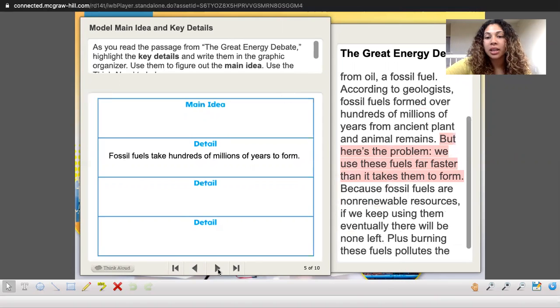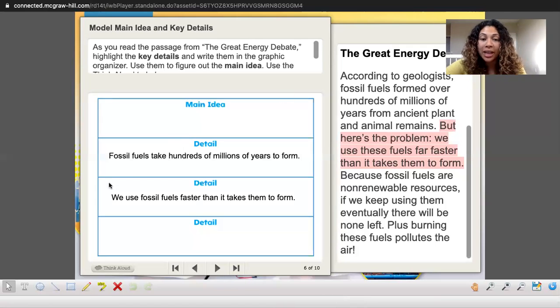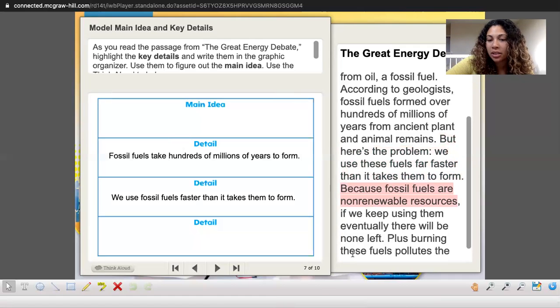The next thing I see is that here's the problem, and that's kind of a clue, literally telling me, pay attention to this. We use fossil fuels far faster than it takes them to form, which we already stated in our last detail, is that they take hundreds of millions of years to form. But when we use them faster than it takes for them to form, we're going to run out eventually. And that's actually my next detail, right? They're non-renewable. Once I use it, it's gone. I don't have it anymore.